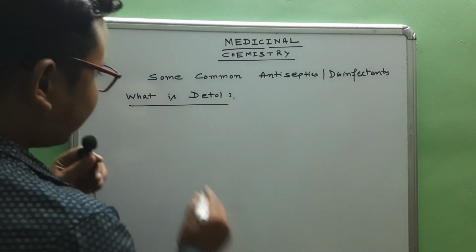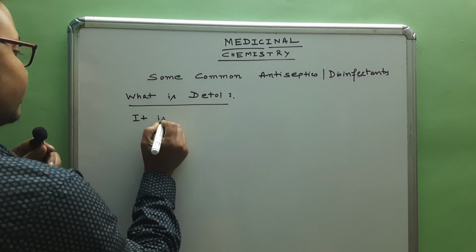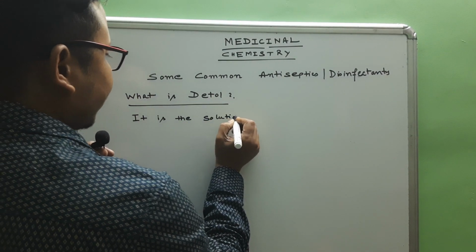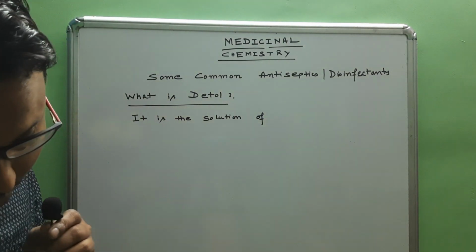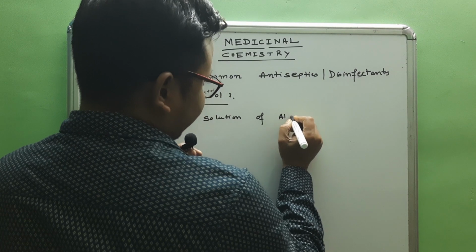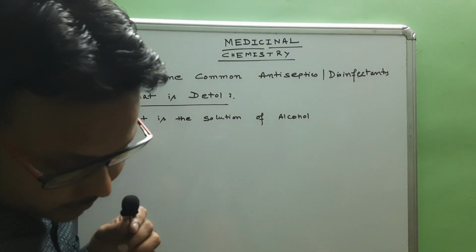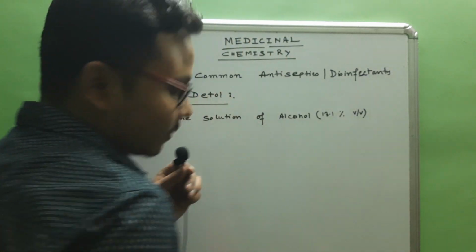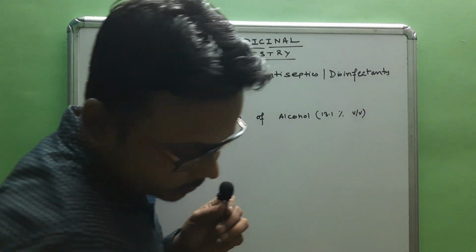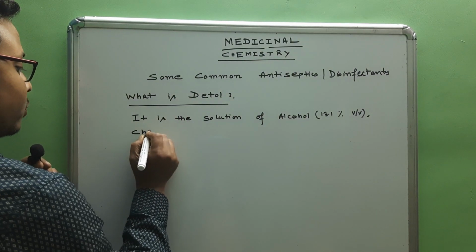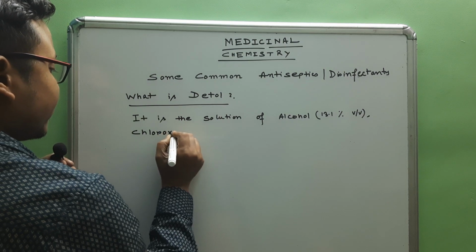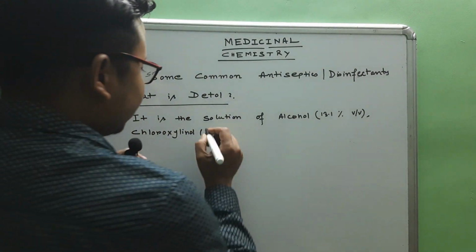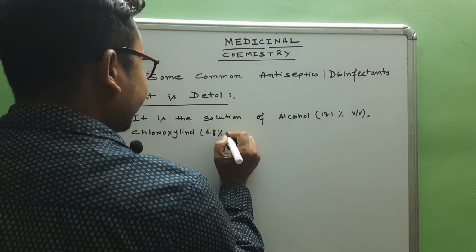So what is Dettol? It is a solution of alcohol, with a volumetric percentage of alcohol of 13.1% volume by volume, and chloroxylenol, with a volumetric percentage of 4.8% volume by volume.